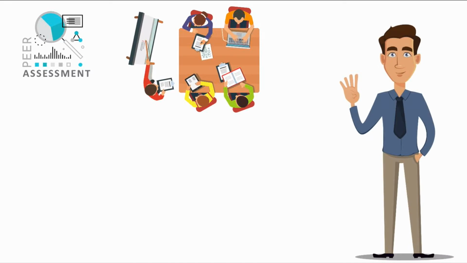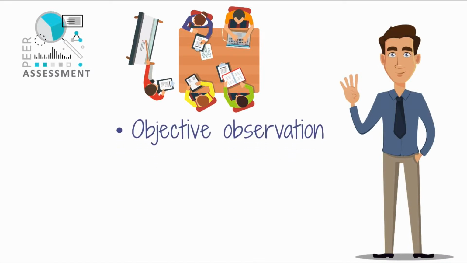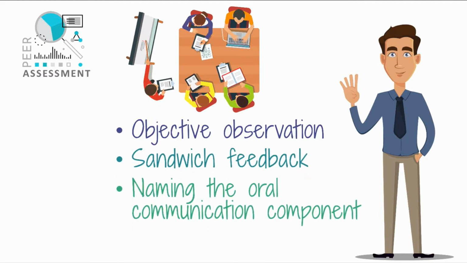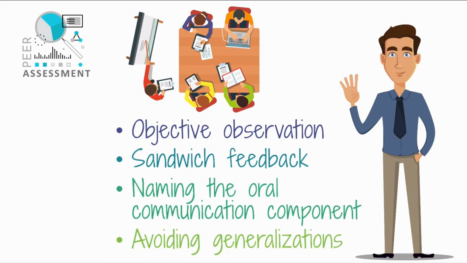In addition, students must have received training in how to properly assess their peers. They must be taught 4 elements: objective observation, sandwich feedback, naming the oral communication component, and avoiding generalizations.